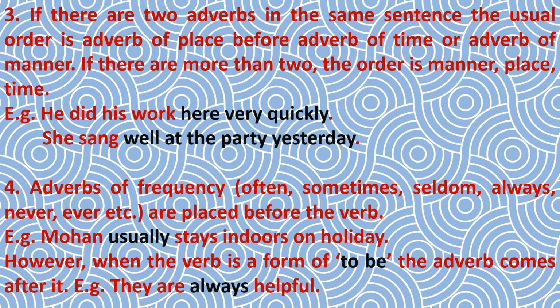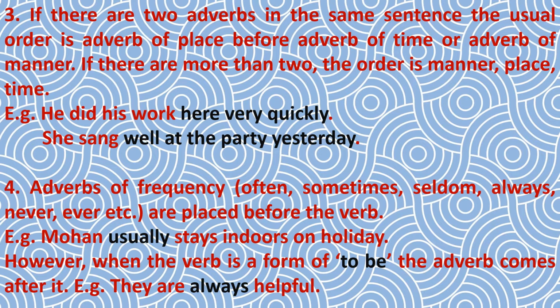Moving on towards number 4, adverbs of frequency. Which are the frequency adverbs, children? Often, sometimes, seldom, always, never, ever, etc. are placed before the verb. So it always comes before the verb. Mohan usually stays indoors on holiday. So stays is the verb, and before the verb what comes?